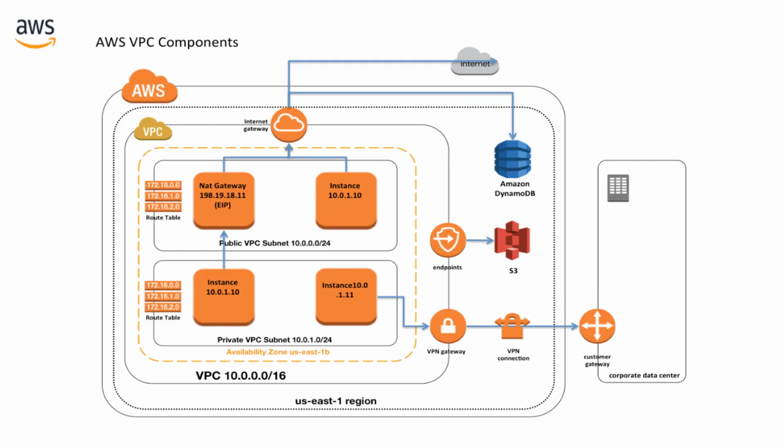But what if we want to access those global services from the instances which are there in the private subnet itself? In that case, there are some endpoints. In AWS, there are VPC endpoints or interface endpoints. There are different kinds of endpoints which help us provide access to the global services from the private instances itself.